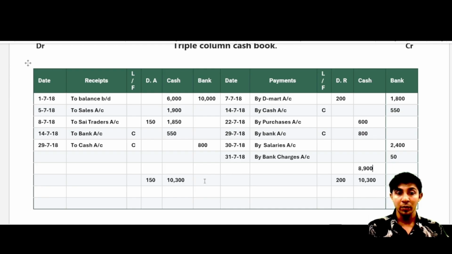Done. Now we'll move towards the bank column. The total of the debit side of bank is 10,800. First what we'll do, we'll write it on both sides. Credit side भी इतना ही आएगा 10,800, and from this 10,800 we need to subtract all the amounts appearing in the credit side. And from this 10,800 we need to subtract 1,800 minus 550 minus 2,400 minus 50. So the balance will be 6,000.